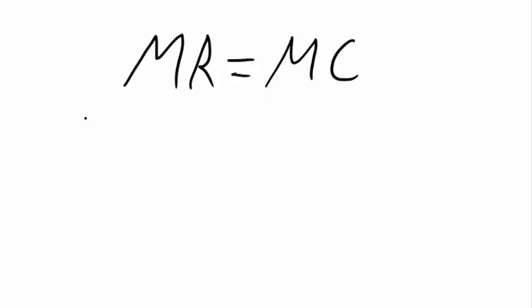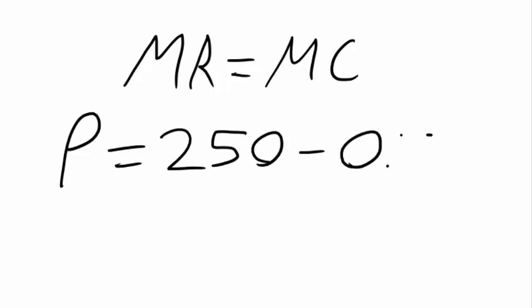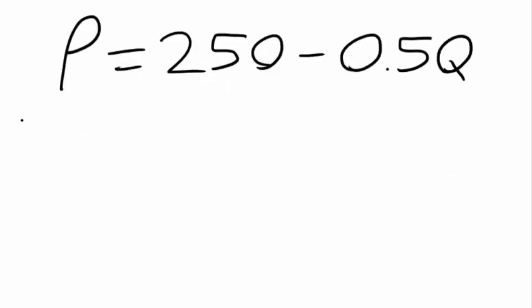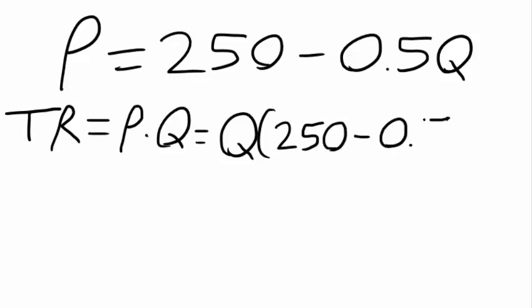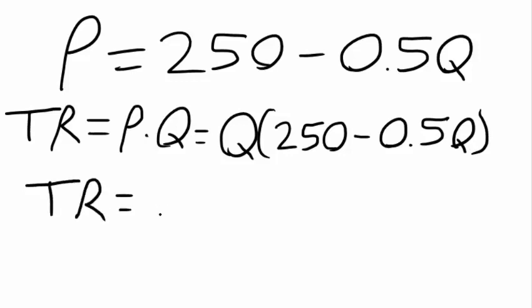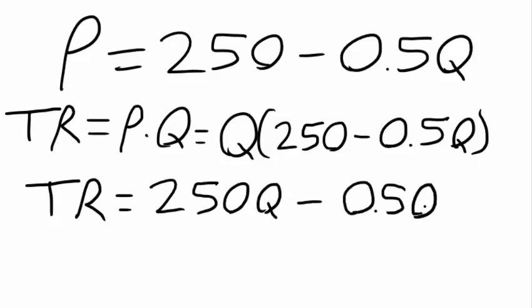Now, if we recall from the beginning of this problem, we had a price function of P equals 250 minus 0.5 Q. And what we want to do is get our total revenue to get to our marginal revenue, and our total revenue is P times Q. So we would have Q times the quantity, which is our price function of 250 minus 0.5 times Q. And if we distribute that Q, we get a total revenue function of 250Q minus 0.5 Q squared.